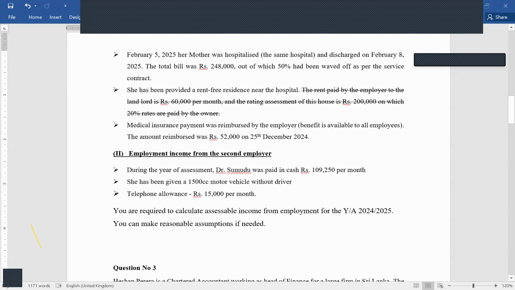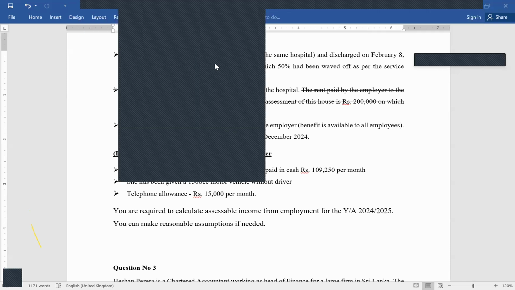Okay. Then what is the assessable income from employment of Dr. Sumudu? What is the total?